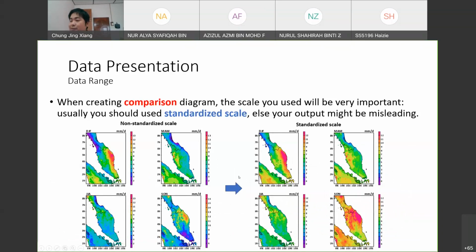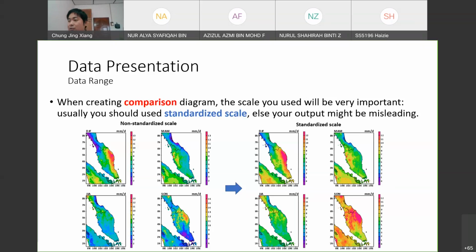Next, let's say you are creating a comparison diagram. Here, you want to compare the rainfall between different seasons. The first one is December to February, then March to May, June to August, and lastly September to November. Let's say you want to create something like this to compare between the 4 panels. So it is important for us to use a standardized scale in this case.